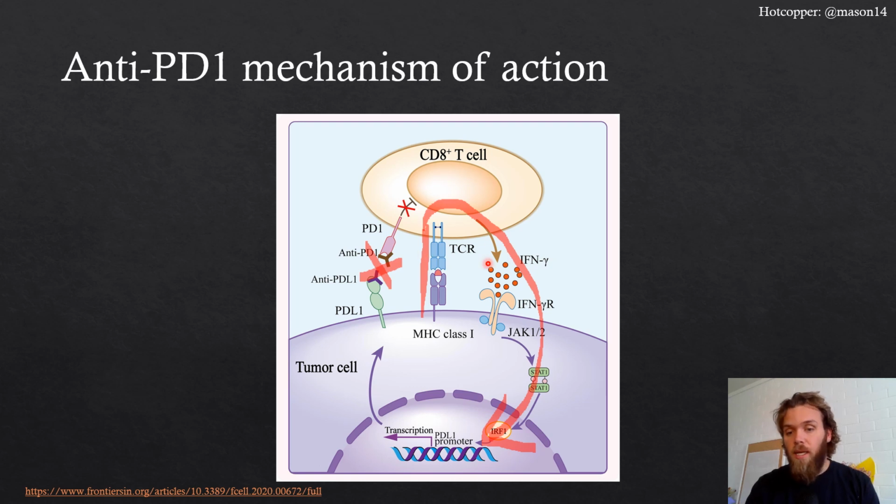So binding, cascade of events, PDL1 is increased, and that tells the immune cells, we're one of you, and then the anti-PD1 gets in the way of that and stops that from happening. So the immune cell can recognize that this is a tumor cell and go and get it.